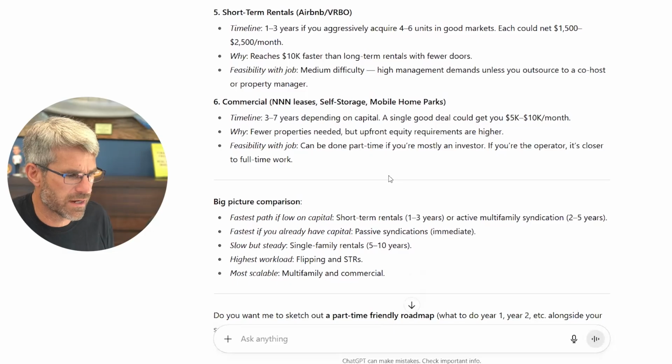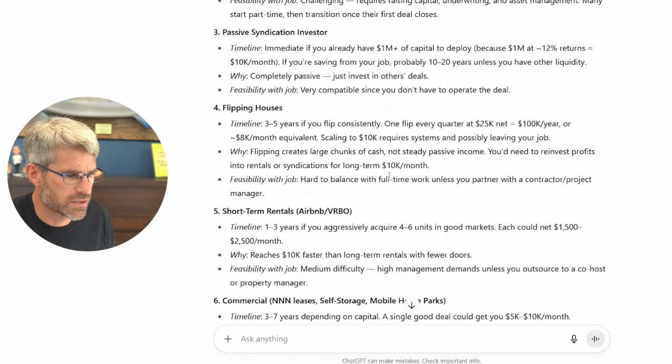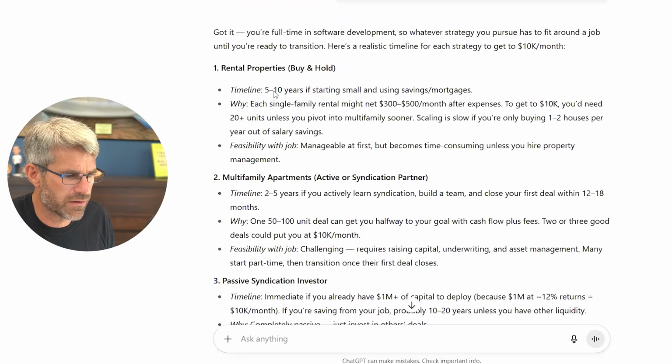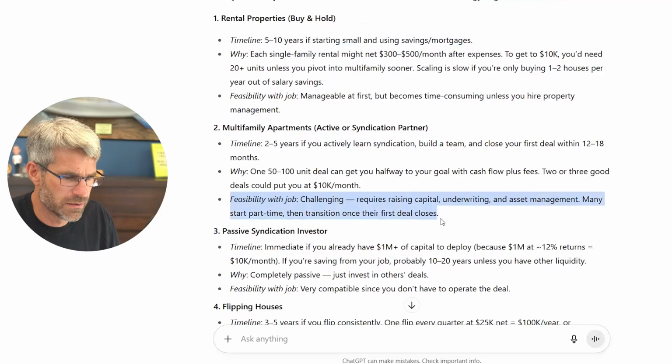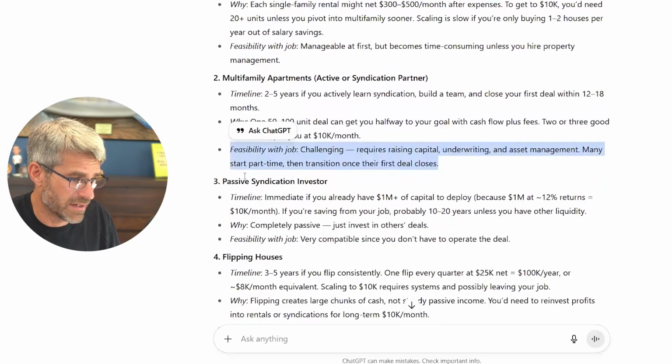Rental properties, okay, 5 to 10 years. All right, so again, each single might net $305 per month. So this is a pretty long strategy. Okay, let's see. Multifamily apartments, 2 to 5 years if you actively learn syndications. So this sounds pretty promising. Feasibility with job challenging, requires raising capital, underwriting, asset management. Many start part-time. Okay. Passive syndication investor, if you have $1 million of capital to deploy. All right, so let's say I don't have that. So this is probably out.